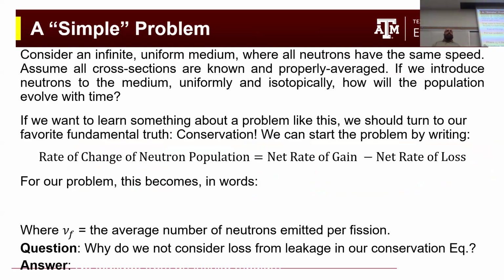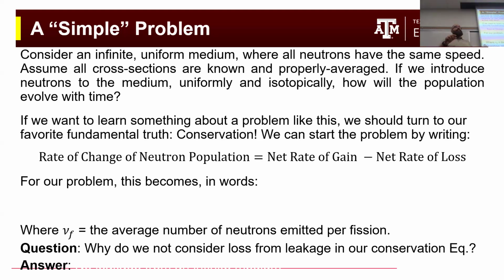The simplest context that we could talk about would be an infinite reactor. So an infinite uniform medium, like maybe an infinite block of uranium-235, or an infinite block of some kind of material that could fission, like a multiplying medium. We're going to assume that in that medium, all the neutrons have the same speed, so that we're not dealing with an energy distribution of the neutrons.